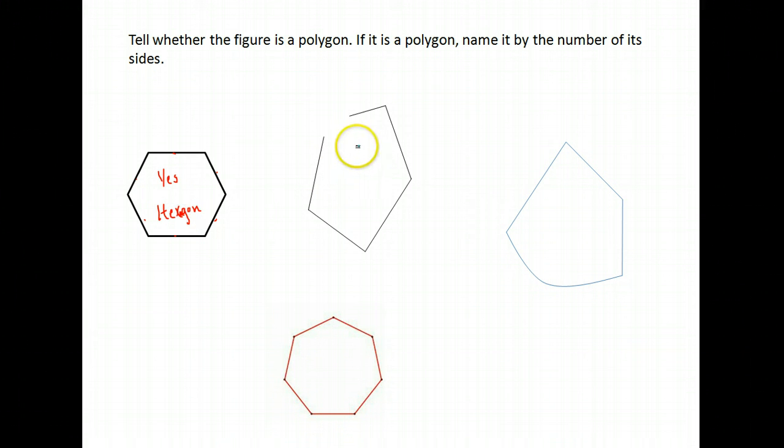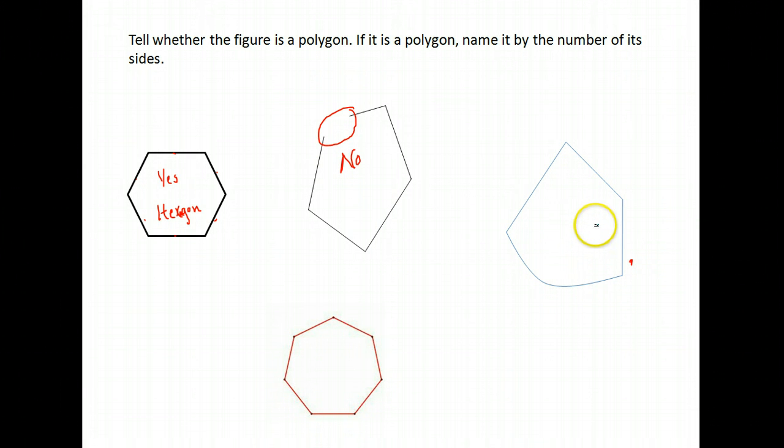Okay, here's our next example. Is this a polygon, yes or no? Well, hopefully you said no, and the reason for it being a no is that there's this big gap right here where the figure is not closed up, so it cannot be a polygon. So then we also would not give it a name based on its sides.